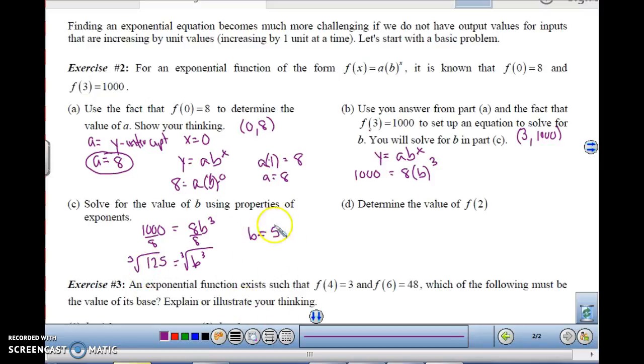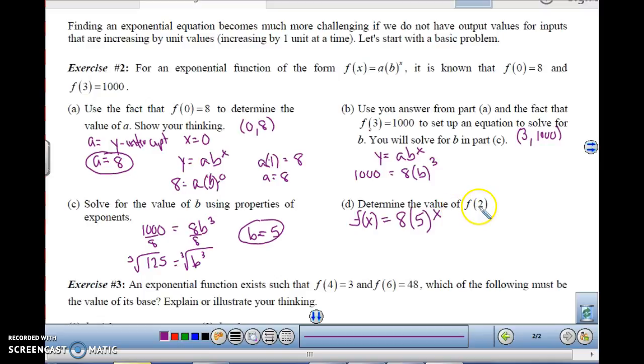So b is equal to 5. All right, so I now know what my equation is. I know that f of x is equal to a times b to the x. A is 8, b is 5 raised to the x power. So now this is the equation of this function.